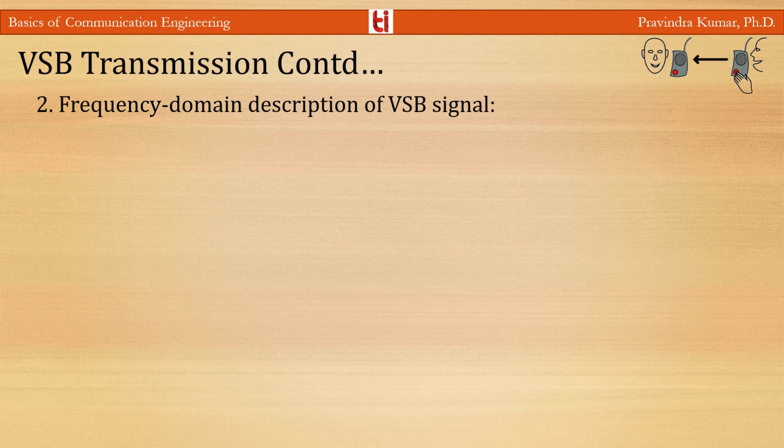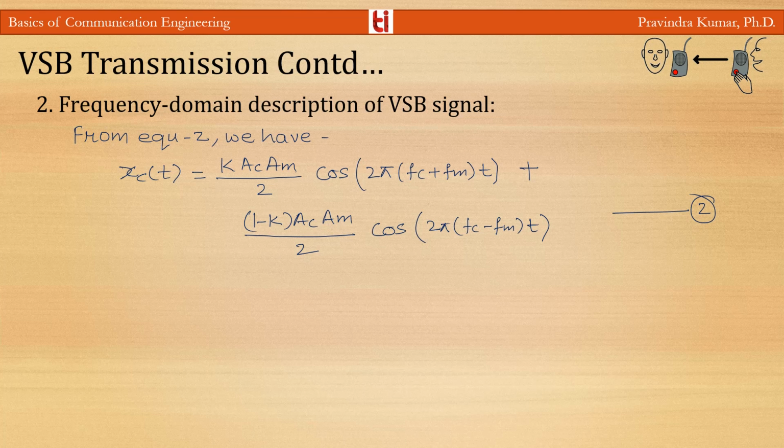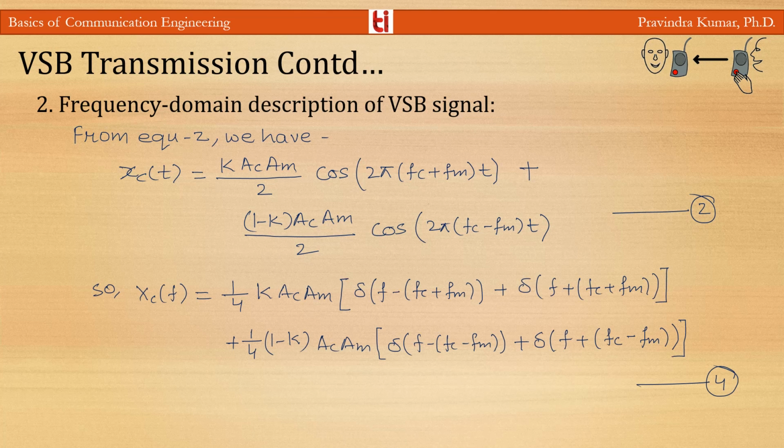Now, from this equation 2, we have k Ac Am by 2 cos 2 pi (fc plus fm) t plus (1 minus k) Ac Am by 2 cos 2 pi (fc minus fm) t. This is the VSB signal, and if I take the Fourier transform, then I will get 1 by 4 k Ac Am [delta(f minus fc plus fm) plus delta(f plus fc plus fm)] plus 1 by 4 (1 minus k) Ac Am [delta(f minus fc minus fm) plus delta(f plus fc minus fm)].